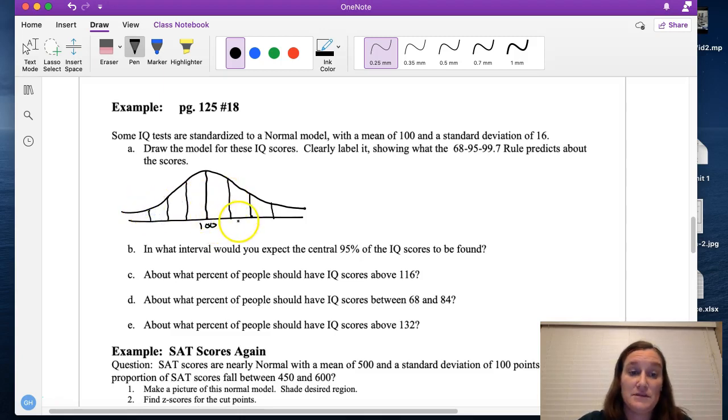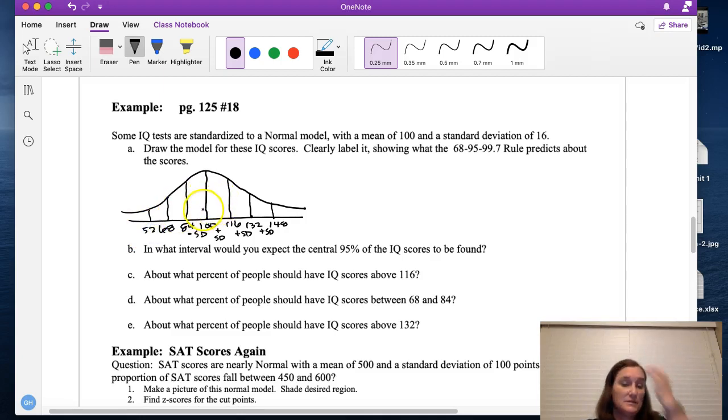On this side, we are going to add a standard deviation each time. Our standard deviation is 16. So 100 plus 16 is 116. Then we add another standard deviation: 116 plus 16 is 132. And another: 132 plus 16 is 148. Then we do the same thing on the other side, but we subtract. So 100, then back subtracting, this is 84. Subtract another 16 is 68. And subtract another 16 is 52.